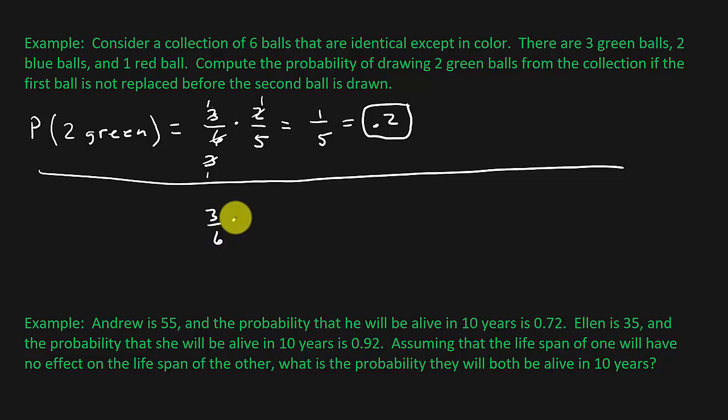And then we want a green on the second. So that would be 3 over 6 also, because we drew the first green ball out. That probability was 3 over 6. And then we're taking that ball and putting it back in the container, mixing them up, and then we're drawing another ball. So there's 3 green balls and 6 total because we replaced it. And that would be 9 over 36, which is 1/4, which is 0.25.